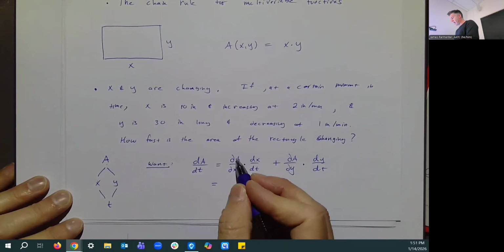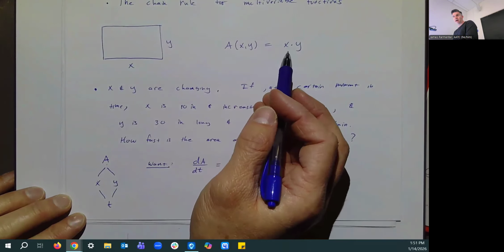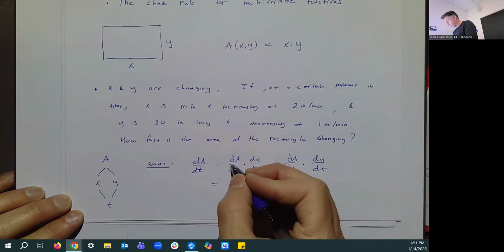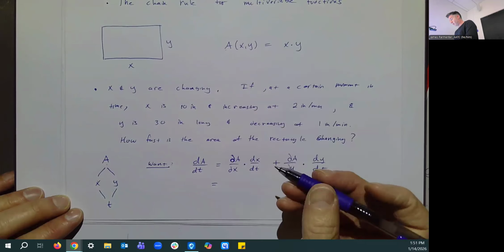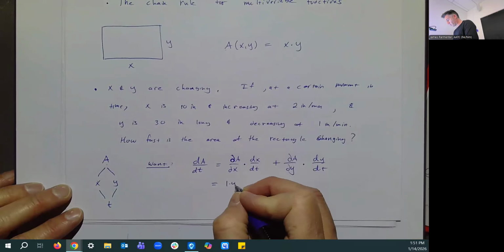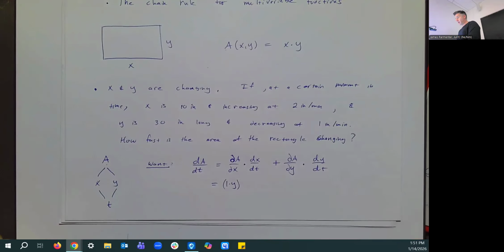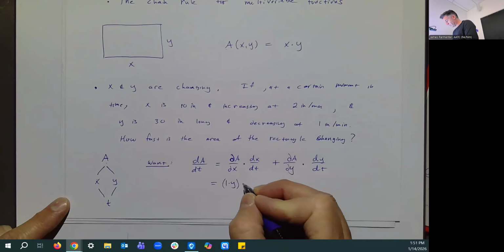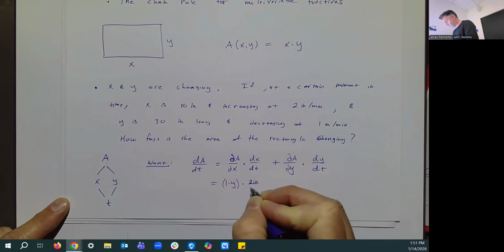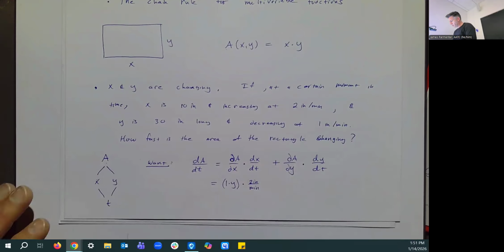So dA dx, well, my function is A equal to x times y. And I said d, but I wrote del A del x. The partial derivative of A with respect to x is just going to be 1 times y, or just y. dx dt, we were told x is increasing at a rate of 2 inches per minute. So dx dt is 2 inches per minute. Normally I would just write 2 and worry about the units at the end. But here I want to show you the units to show you that they do work out.